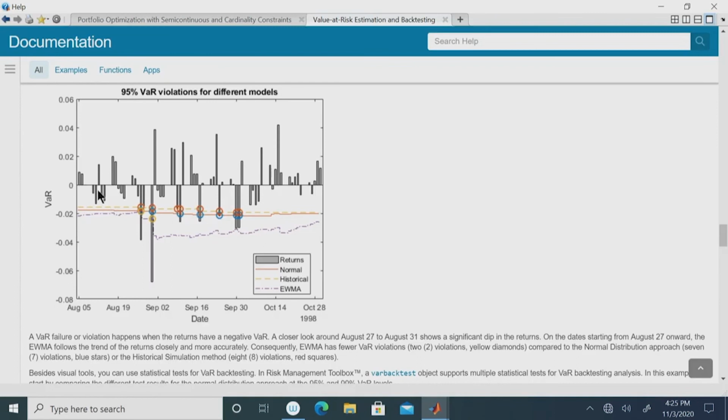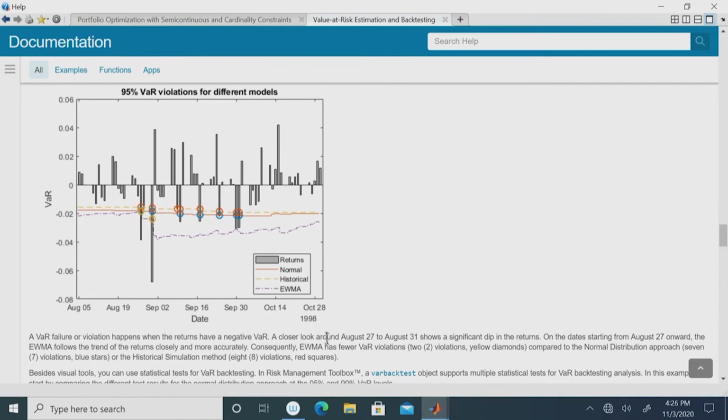So, as long as these vertical bars are above these dotted lines or this solid line, then you are okay, but the moment it falls below those lines, that means you are in trouble. So, now let us identify which are the troublesome points.